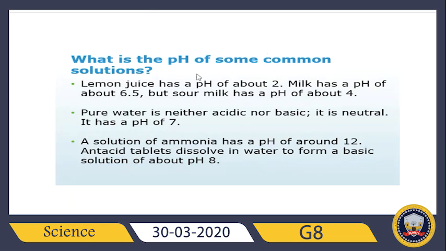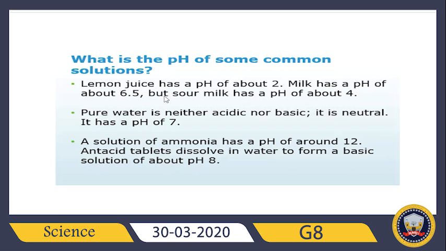So what is the pH of some common solutions? Lemon juice, for example, guys, we know that lemon juice is a kind of acidic solution, and lemon juice has a pH of about 2. Milk, for example, has a pH of about 6.5. So according to this value, we can know now that milk is a kind of acidic solution. Why? Because, as we said, all acidic solutions have a pH value that is below 7.